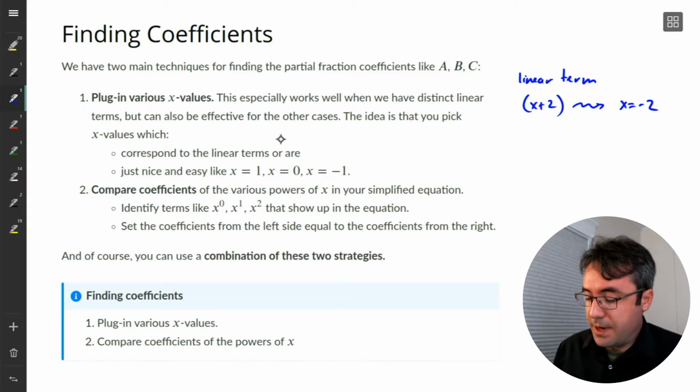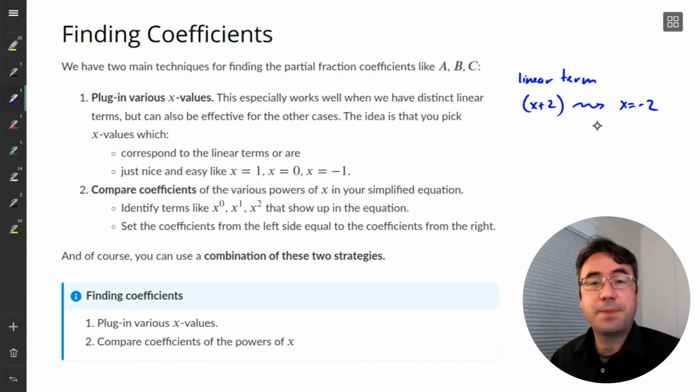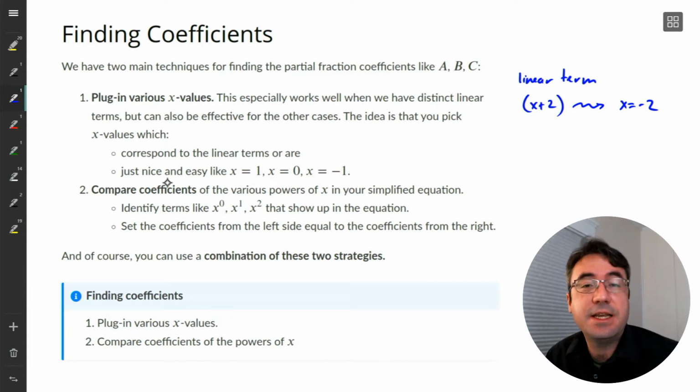Now, we don't necessarily need to pick the corresponding x value. We could just pick nice and easy x values, and it would still work. So x equals 1 is always good. x equals 0 is always a nice one. And maybe even something like negative 1. So you could do the same strategy using just these nice and easy x values. The work is going to be very similar.